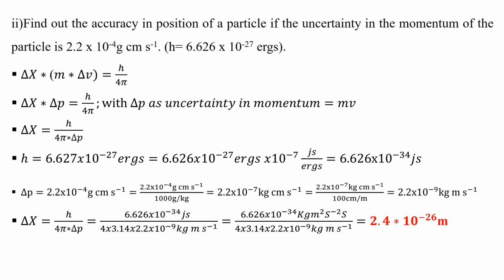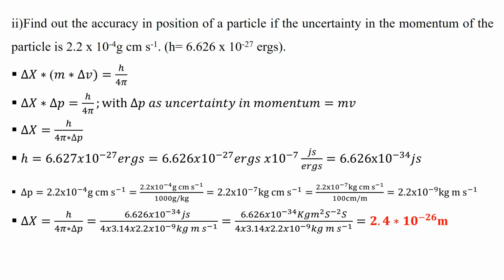Going to the second sub-question, we have the accuracy in position. Remember, the mass times delta v, or mass times the uncertainty in velocity, is what we call the momentum. That term was given. They are asking to find out the accuracy in position, which means they are asking for delta x. M times delta v is the uncertainty in the momentum.